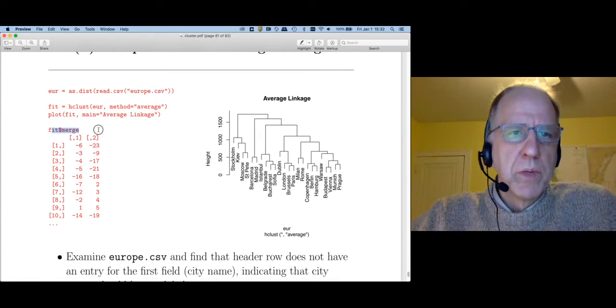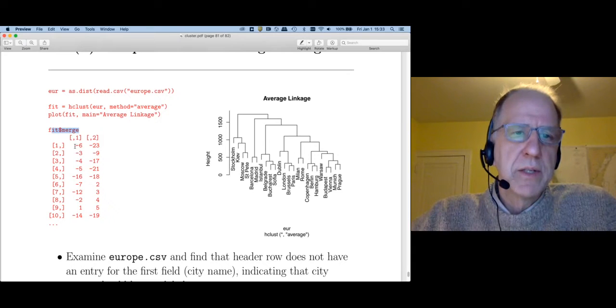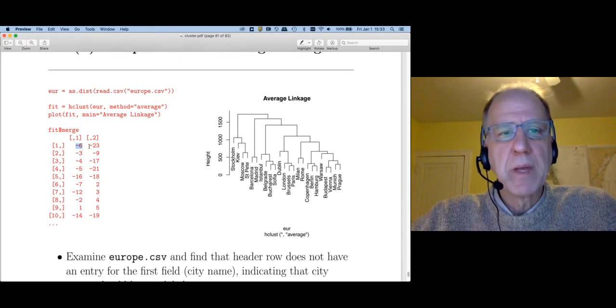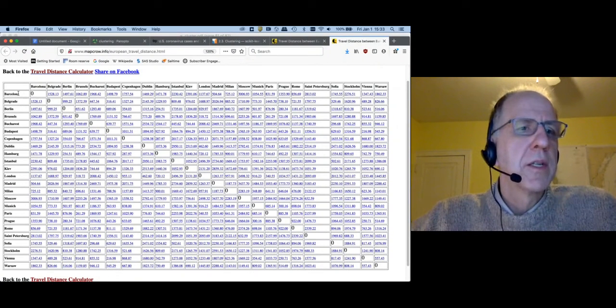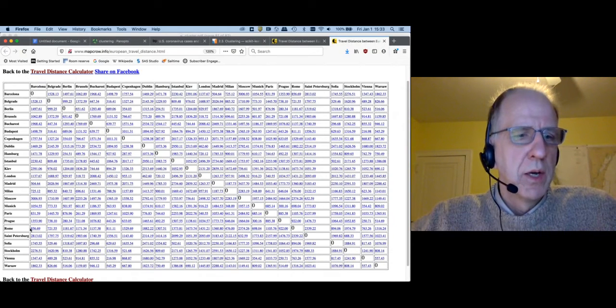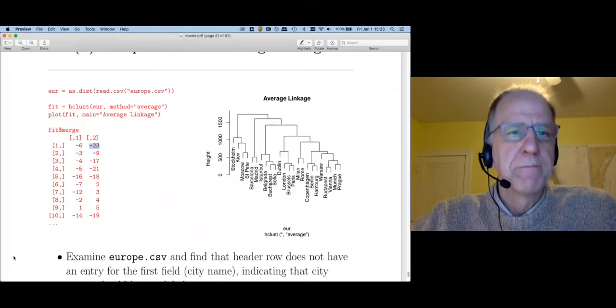The merge component of the hclust output records how the cities go together. So the output is not particularly user-friendly. This says the sixth city and the 23rd city come together. So if we look on the web page, the sixth city is 1, 2, 3, 4, 5, 6. Budapest and Vienna go together.